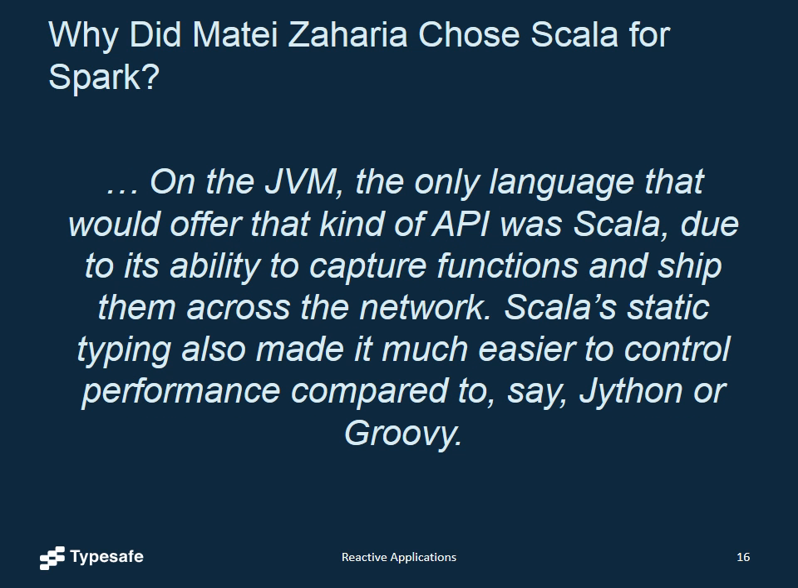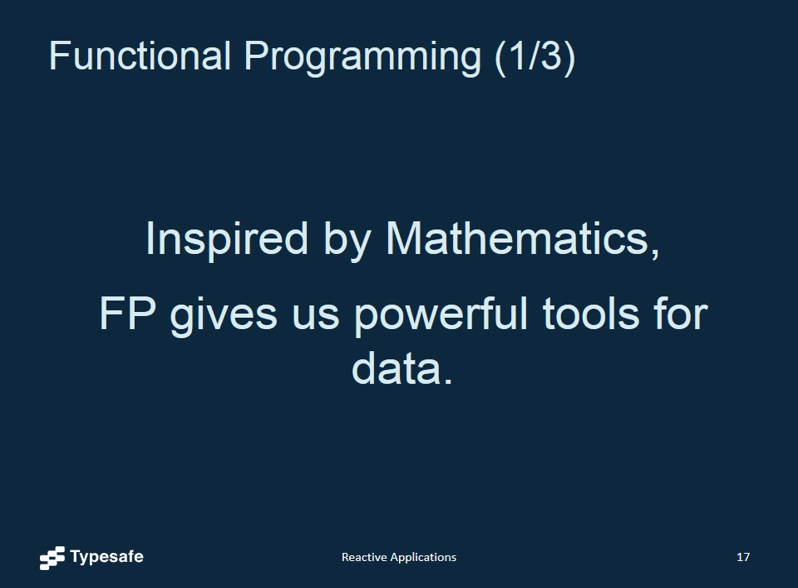On the JVM, the only language that would offer that kind of API was Scala, due to its ability to capture functions and ship them across the network. Scala's static typing also made it much easier to control performance compared to, say, JSON or Groovy. So that's why Matei chose Scala, and that's why it's such a nice fit for those of us that are already using Scala with Akka and Play to just migrate over to using Spark.